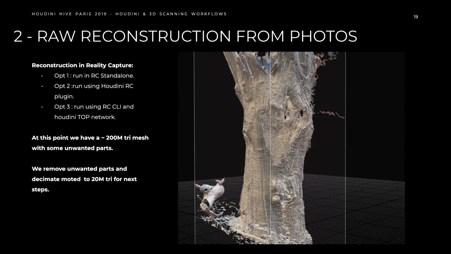Okay, once we develop the RAW, you need to run the reconstruction, so you can run it in RC standalone. You can use the Houdini plugin, or you can use the command line interface to RealityCapture in a TOP network. We have a 200 million triangle mesh. So what we do is we just remove the parts we don't need, like the big trunk on the floor. We don't need this one. And we export the mesh for further processing in Houdini.